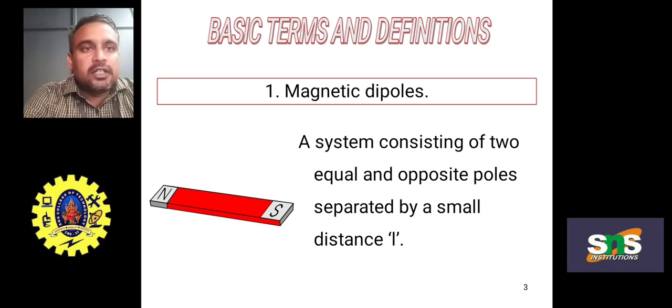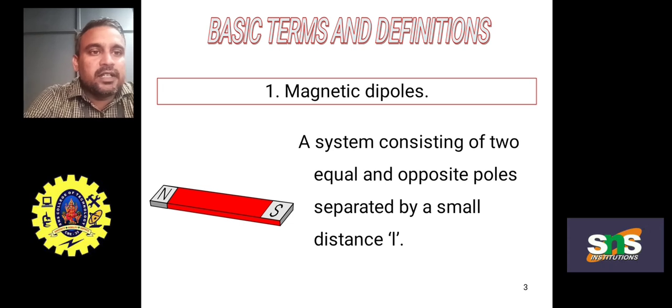Today we are going to study about magnetic materials. So, basic terms and definitions of magnetism. First we are going to study about magnetic dipoles: a system consisting of two equal and opposite poles separated by a small distance is called a magnetic dipole.